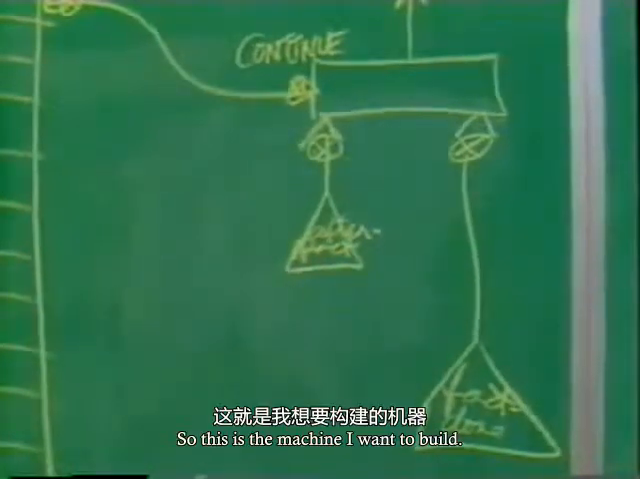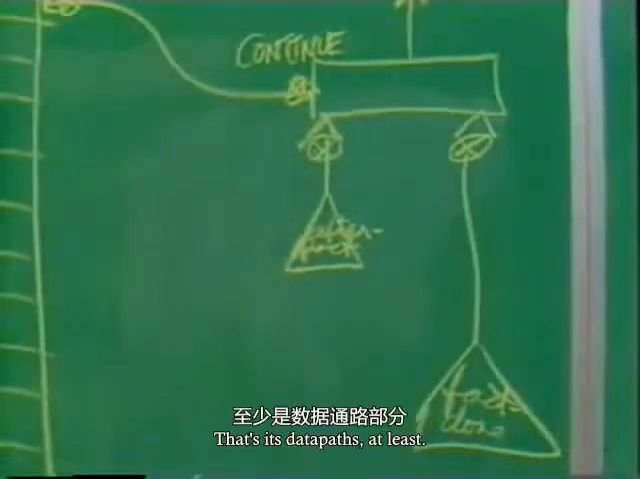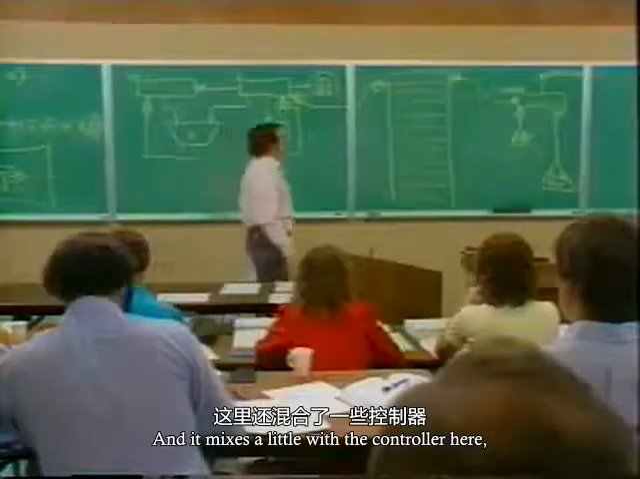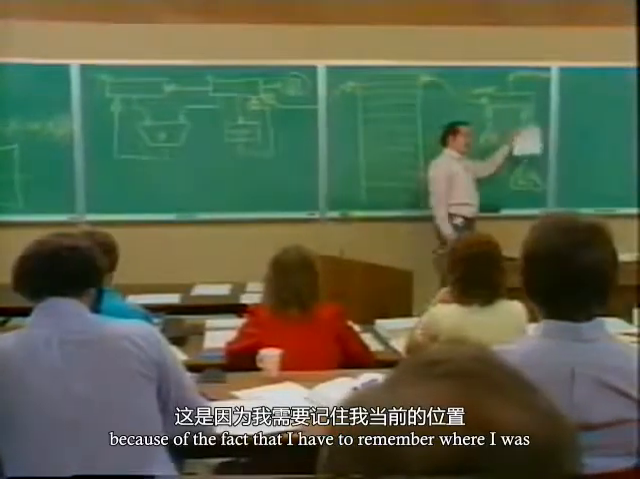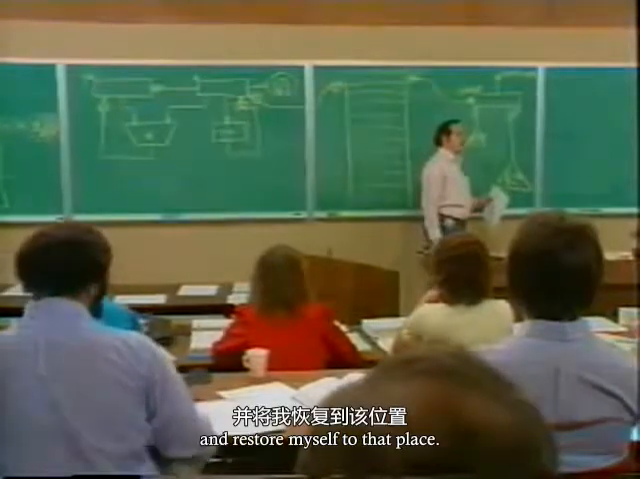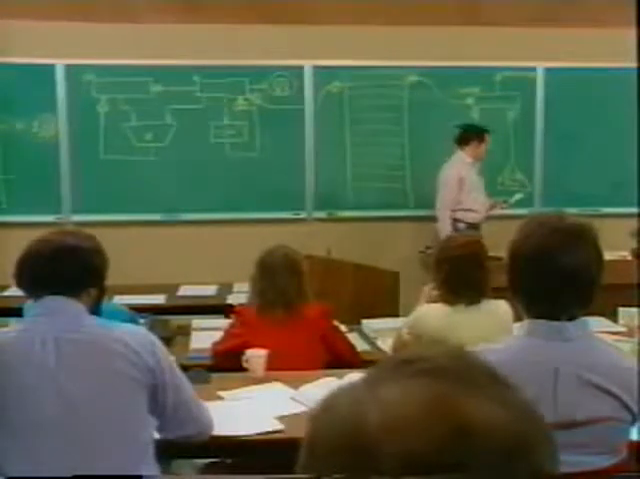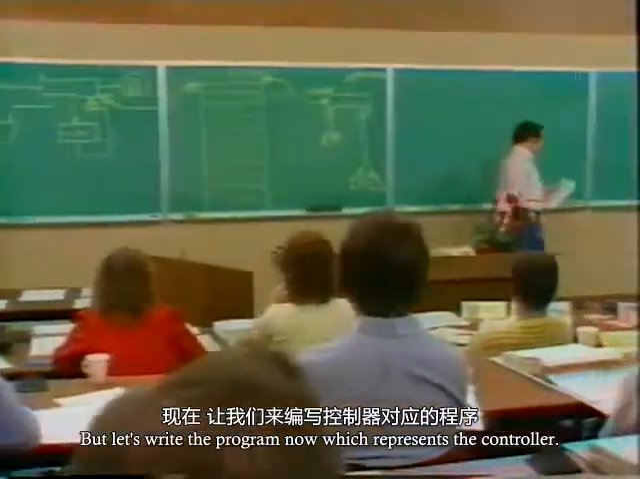Okay, so this is the machine I want to build. That's its data paths at least. And it mixes a little with the controller here because of the fact that I have to remember where I was and restore myself to that place. But let's write the program now which represents the controller.